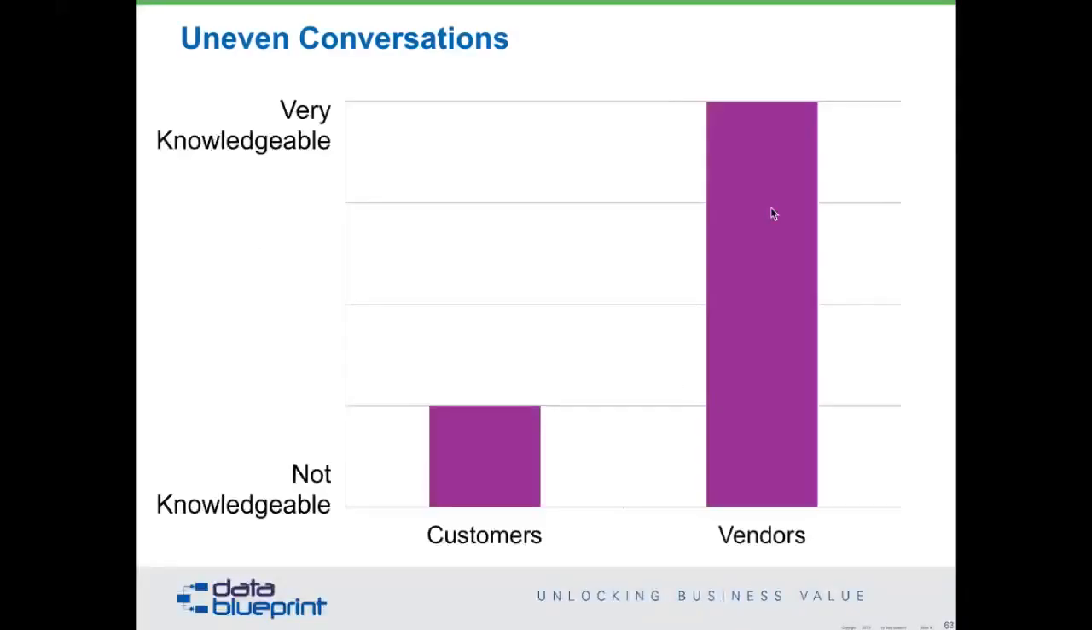You see, the problem is, if you go out and buy technology too quickly, you will have very uneven conversations. Your customers simply are not as knowledgeable as your vendors are. The vendors are very knowledgeable and they have wonderful products. But we've got a way of addressing this technology gap and making it better. And the idea is to build one yourself.